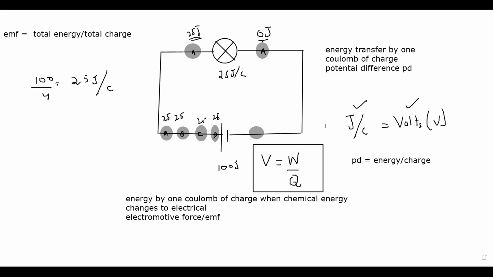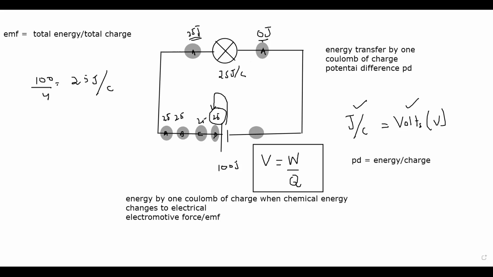There is a difference between EMF and potential difference. What is the difference? EMF means when the charge gets energy because of a chemical reaction, how much energy one charge gets, we call that EMF. And how much energy one charge transfers, we call potential difference.